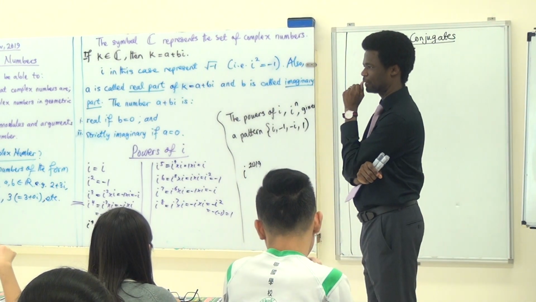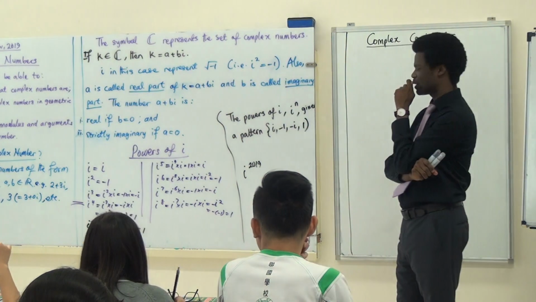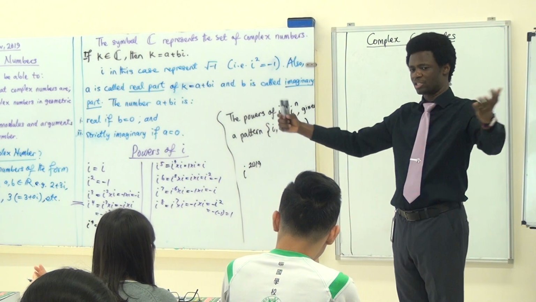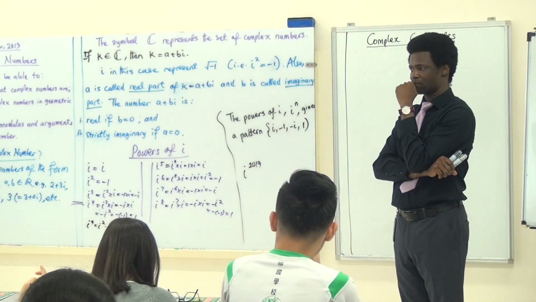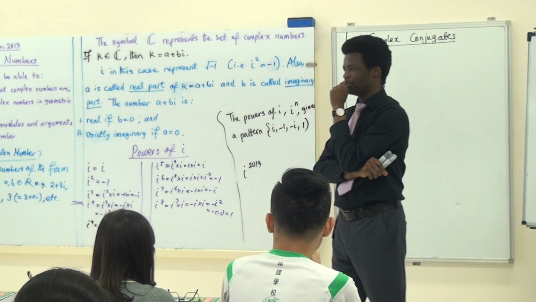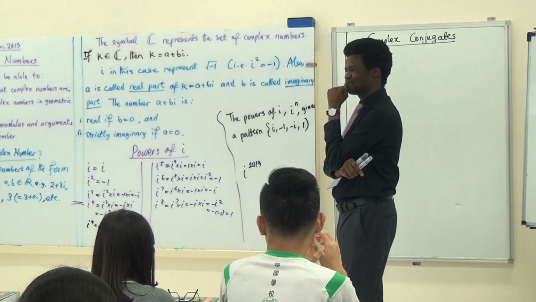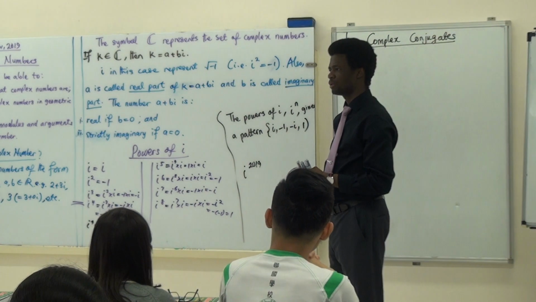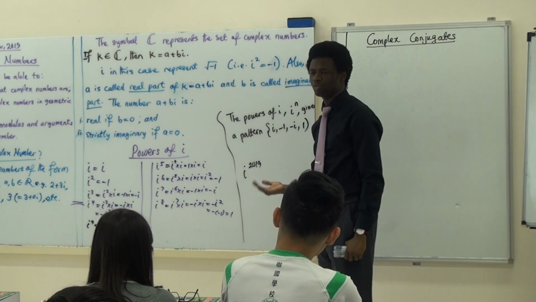Let me know if you figure it out. i to power 2019. Yeah, this year is 2019, that's why I chose it. Minus i. What? Minus i. Correct. How do you do that? I divide it by 4, and then you find the remainder. The remainder is, exactly.